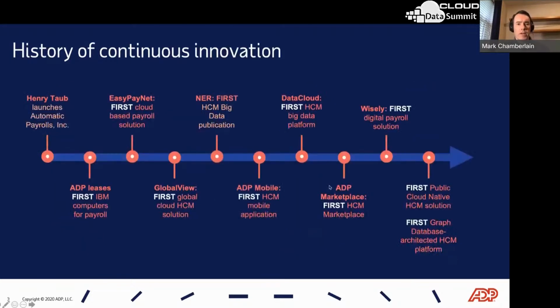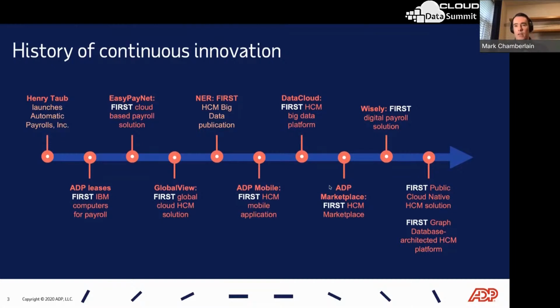So let's talk a little bit about that innovation. Let's talk about that journey that ADP has been on. So back in 1949, Henry Taub launched ADP, Automatic Payroll Incorporated. In 1962, ADP released the first IBM computer for payroll. And you can see there's a lot of firsts on this screen. The next one's interesting and relates to our topic. We had a product called EasyPayNet, and that was the first cloud-based payroll solution. And again, that was in 1998.